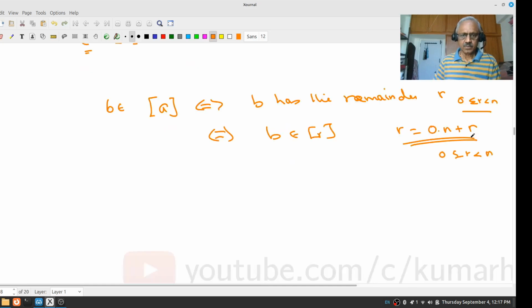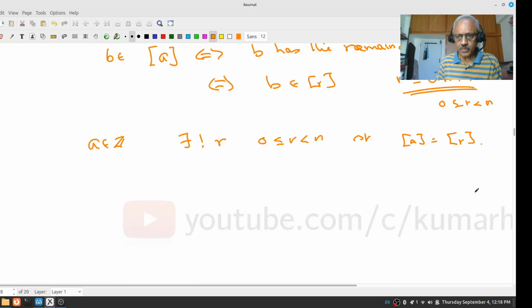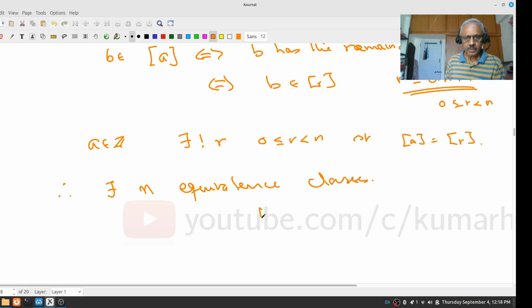Okay. So what I have shown is the following. Given any a in Z, there is a unique r such that 0 less than or equal to r less than n, such that the equivalence class of a is the same as the equivalence class of r. Therefore, we had answered: there exist n equivalence classes. So, pause, review, proceed. Okay, have you understood? You saw that?